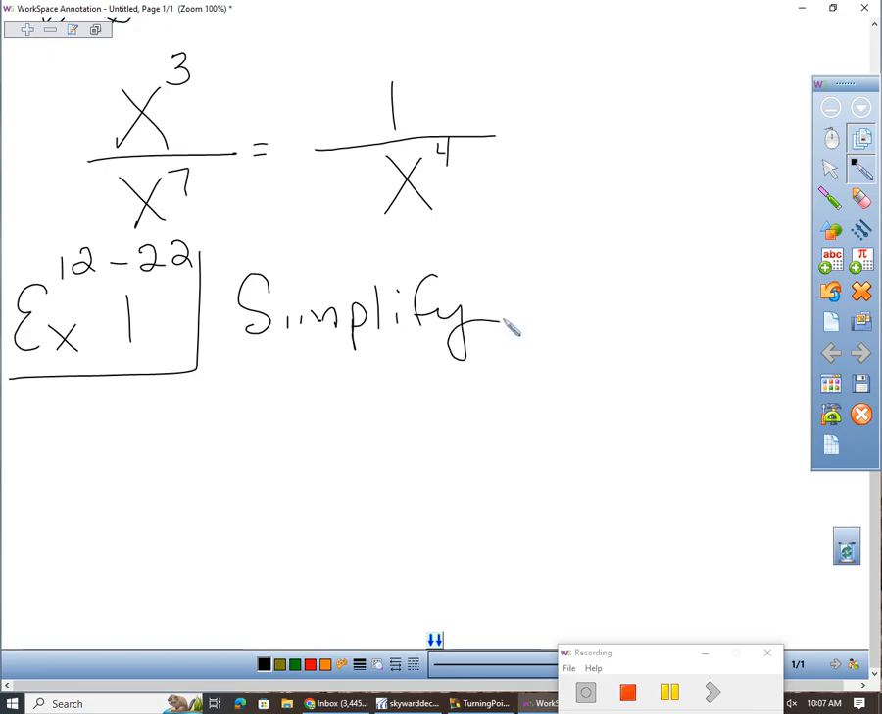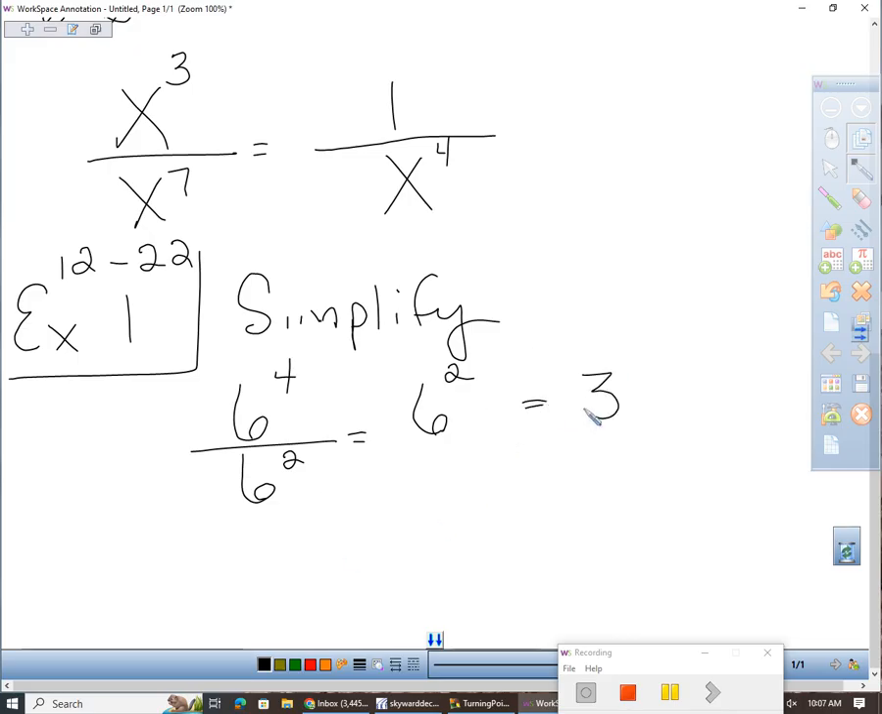All right, so let's say I have, how about 6 to the 4th over 6 to the 2nd. Where do I have more 6's? On the top. How many more do I have? 2. It's the same as keeping my base and subtracting my exponents. And then 6 times 6, of course, is 36.